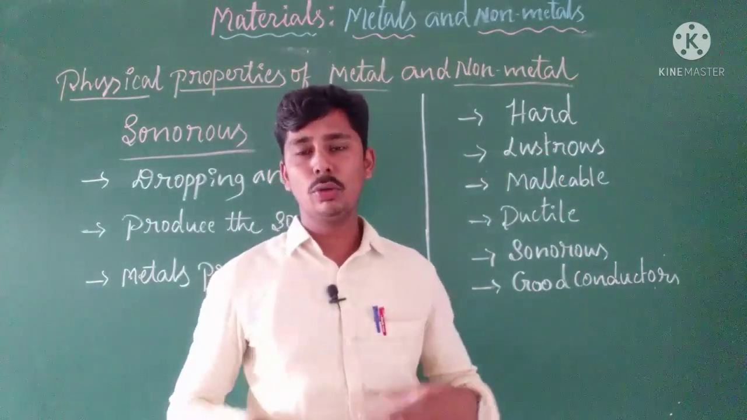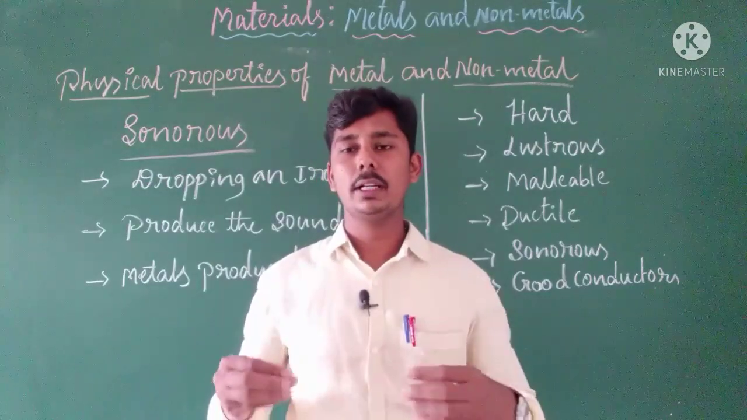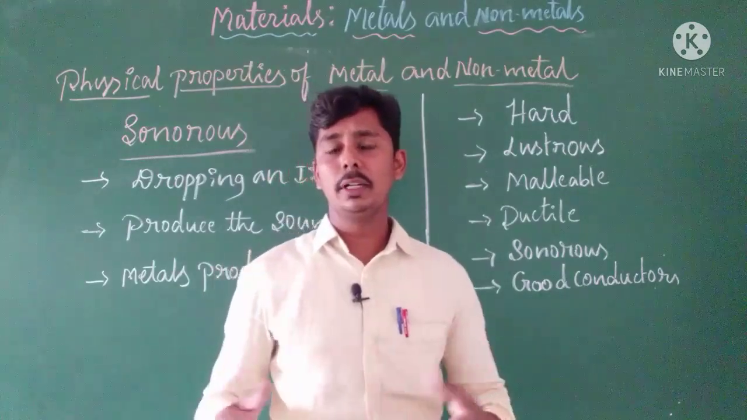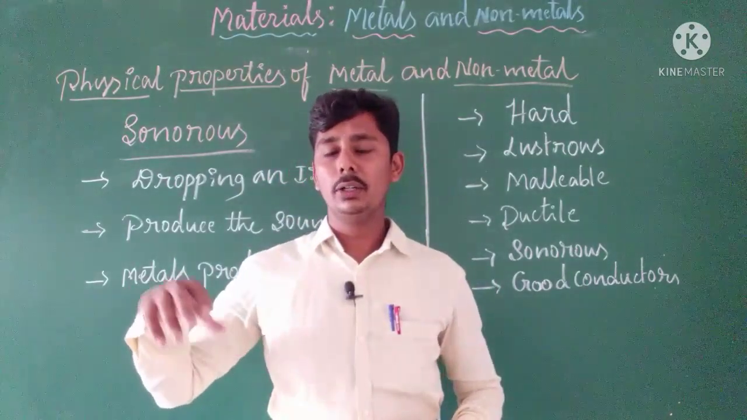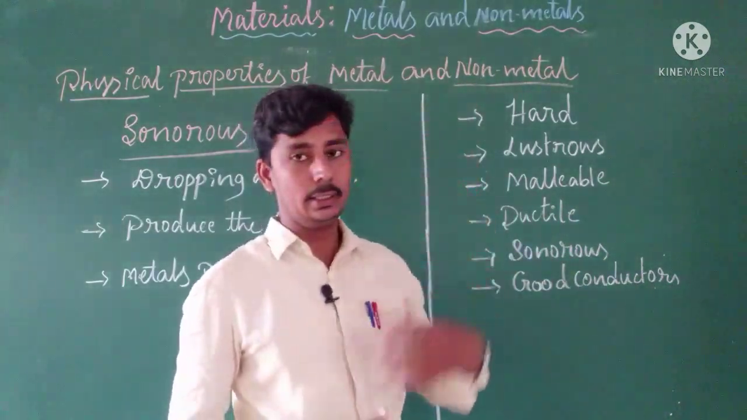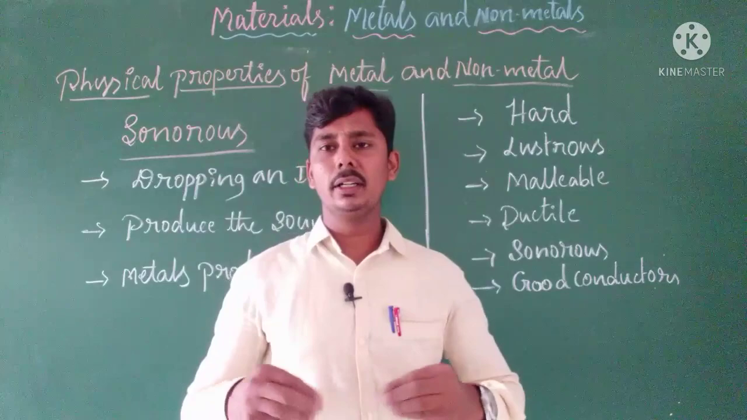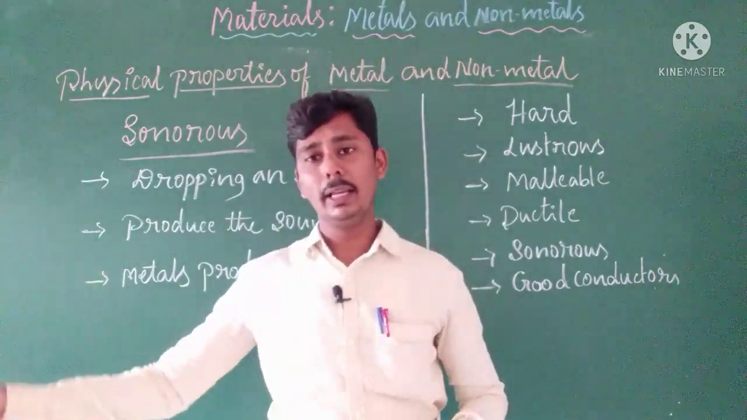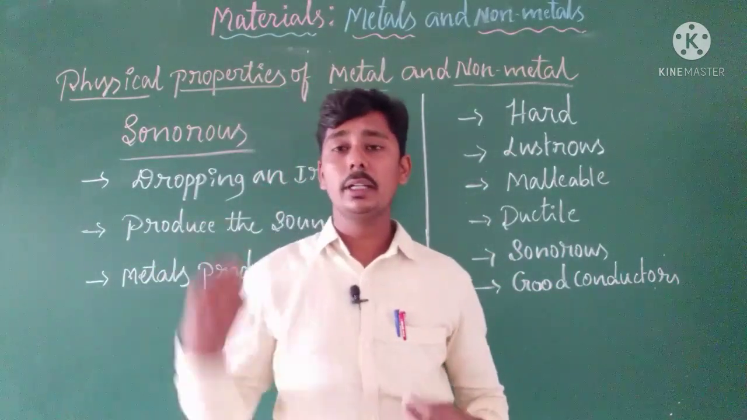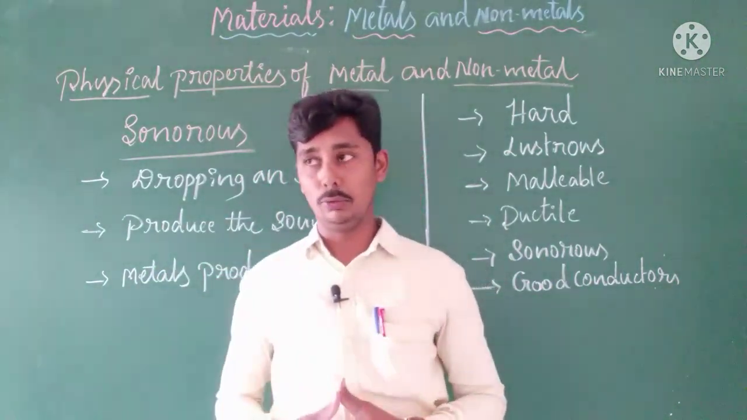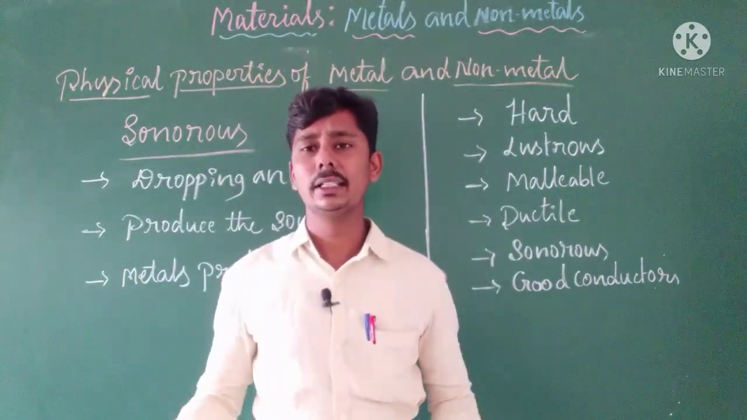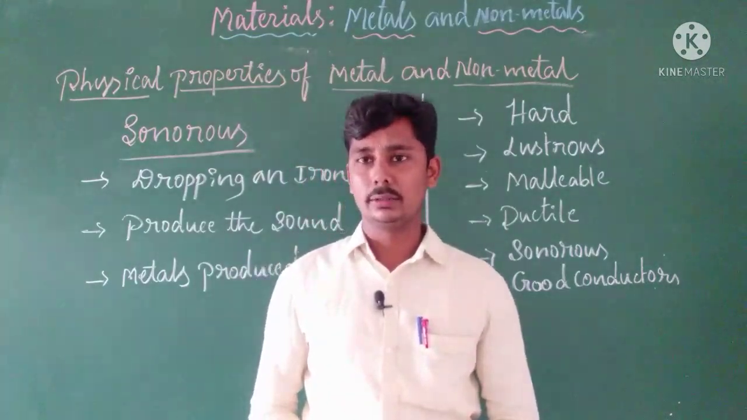And lustrous: non-metals do not shine, they have a dull nature. Materials which show dull nature are non-metals. And malleability: materials which cannot be made into sheets are also non-metals. And ductile: materials which cannot be drawn into thin wires are also non-metals. And non-sonorous: materials which do not produce the ringing sound are non-metals. And they do not conduct heat and electricity.